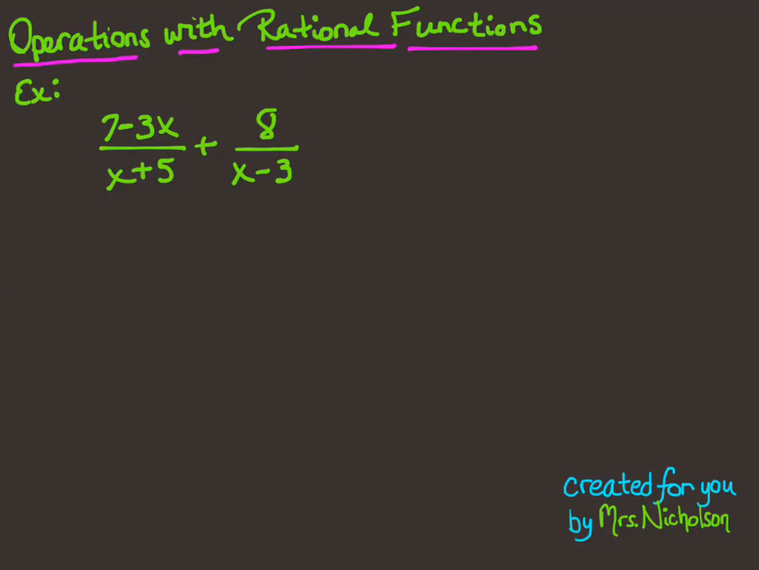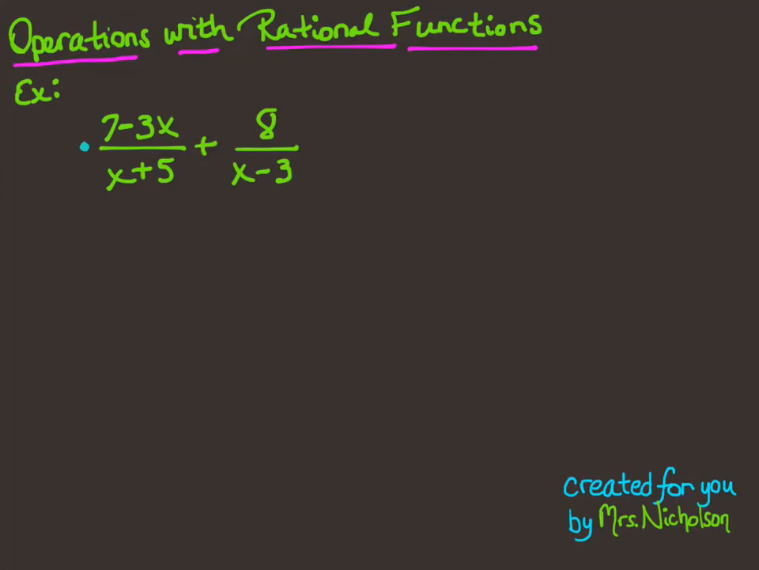Alright, let's look at some different operations with rational functions. In this first example, you can see that we've got two rational expressions that are being added together. When we do operations with rational expressions, we're going to use the same rules that we learned when we do operations with fractions. So when we add fractions, we know that we need to have a common denominator.